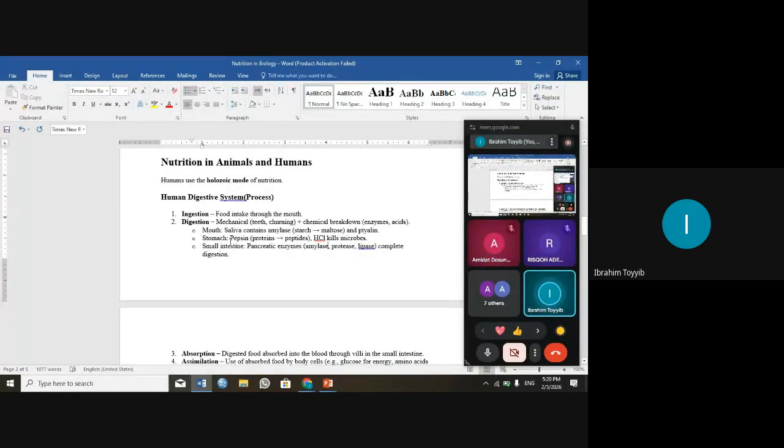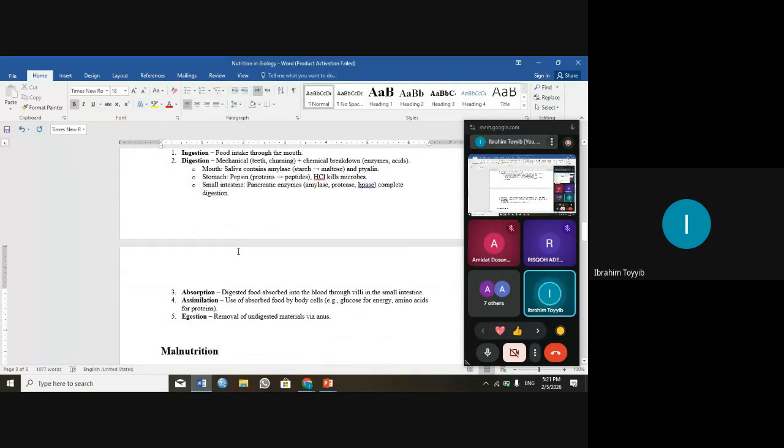So the first enzyme that will digest protein is in the stomach. That's pepsin. And the second one is found in the pancreas. That's protease. So that will digest protein. And lipase is also found in the pancreas. It digests lipids. So the digestion will complete in the small intestine, like that.